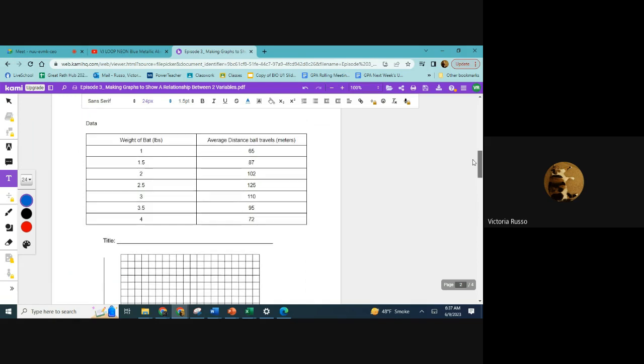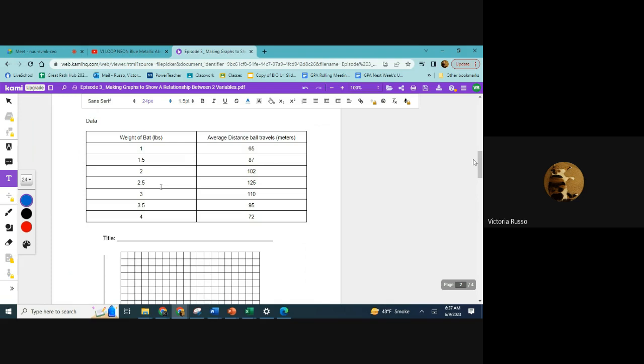So here we look at the data. We have our independent variable, which when you get a chart is usually first. And then we have our dependent variable. And just take a look. We're measuring the weight of the bat in pounds. And if this was truly science, we would probably measure the weight of the bat in kilograms.